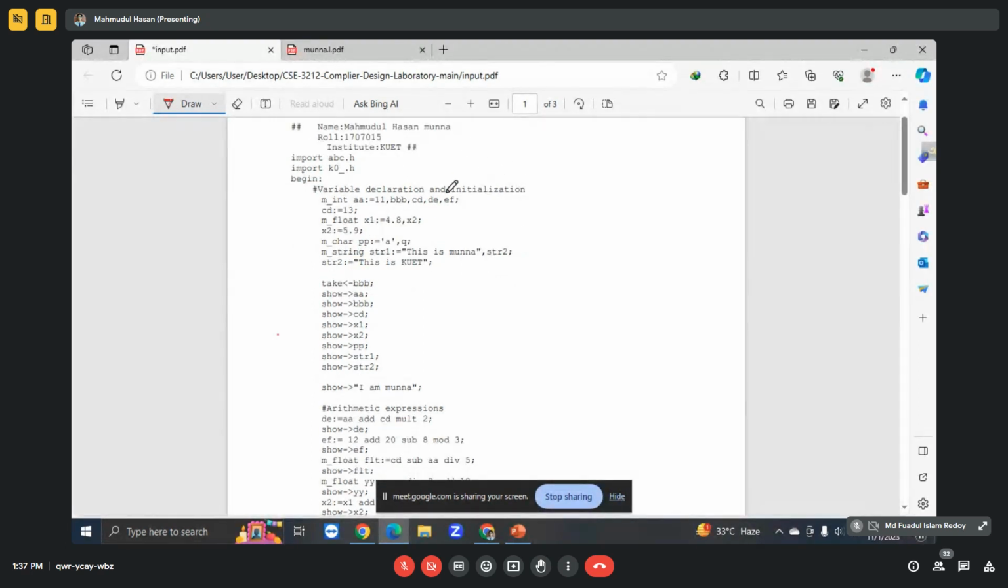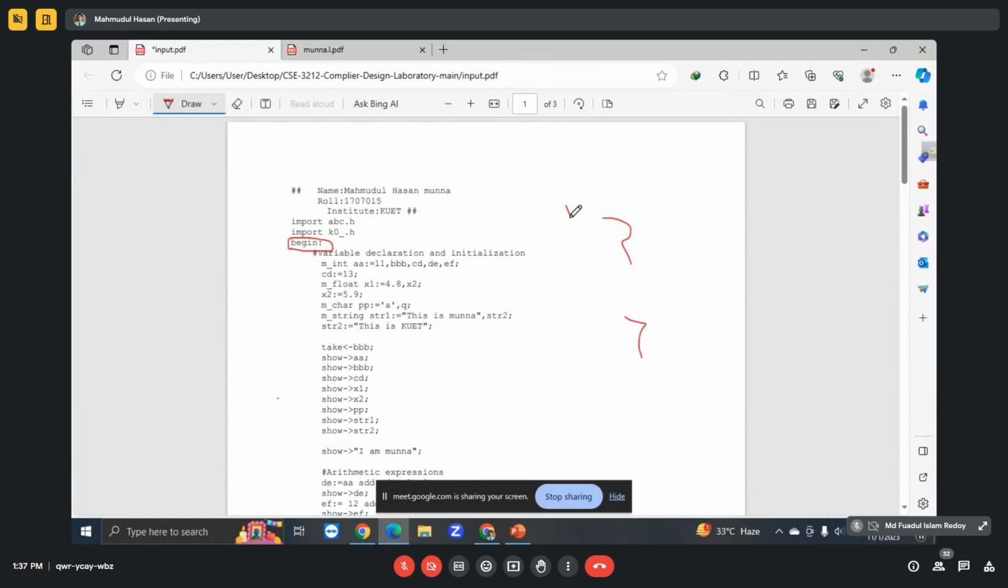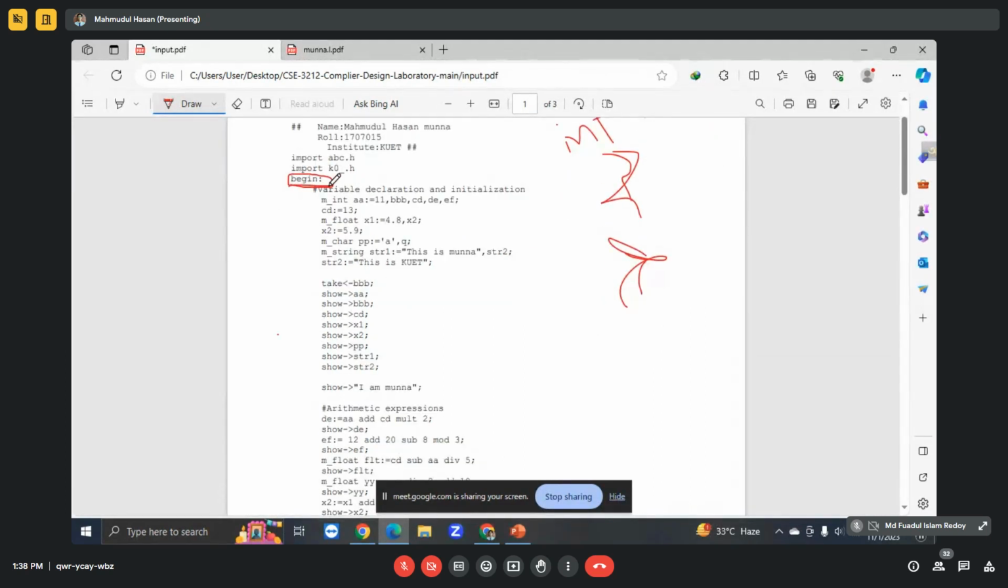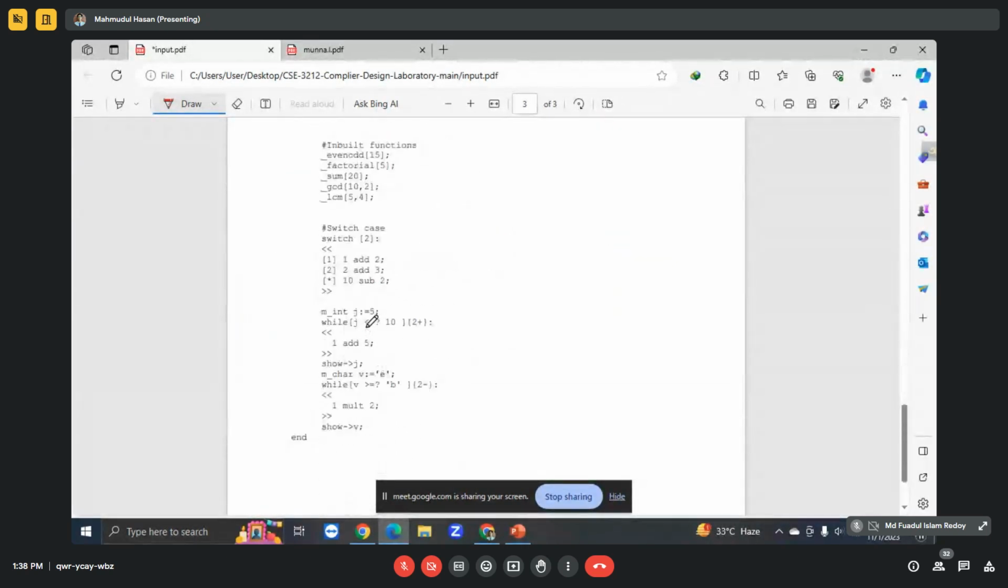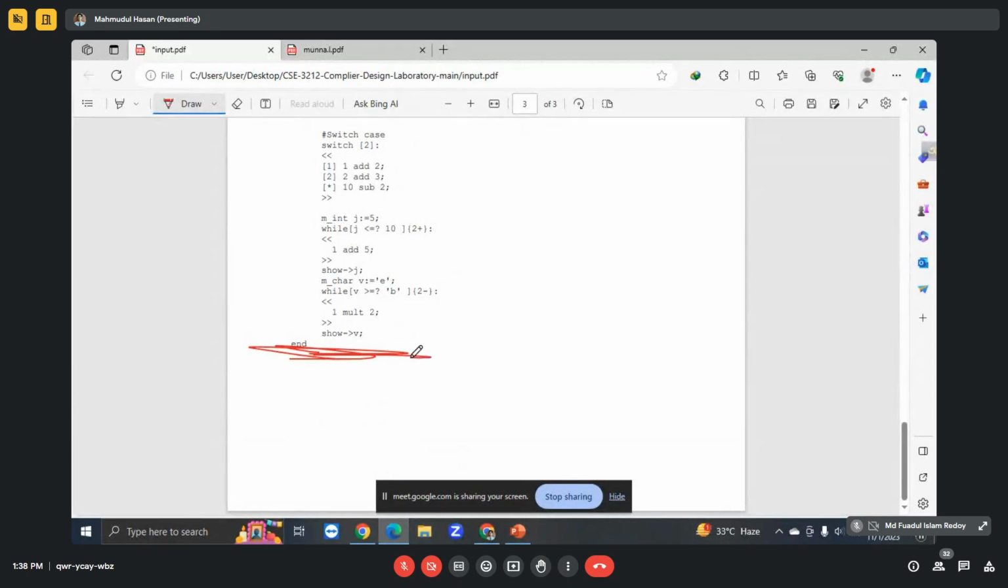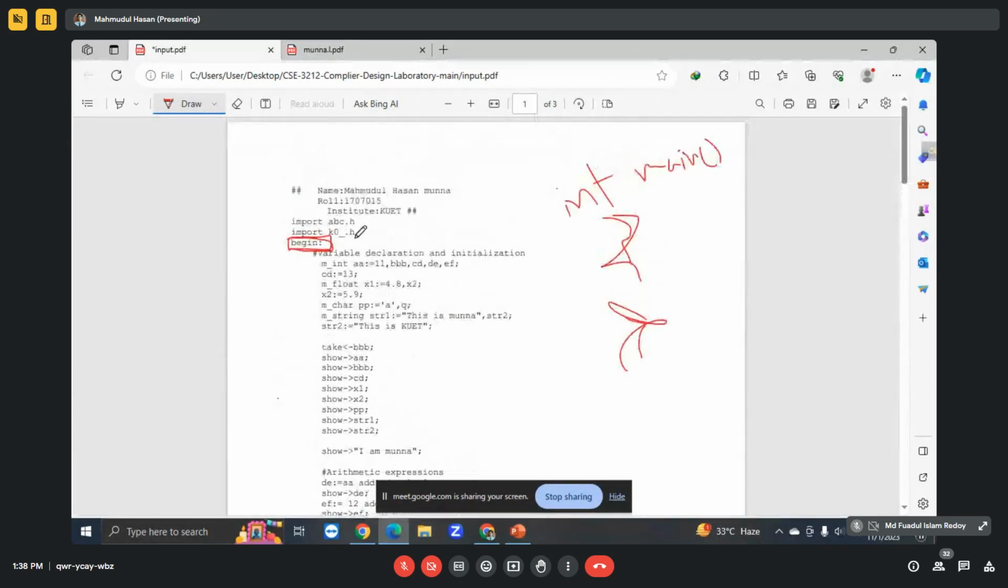So this is my programming language. Normally we use this after main, and here I use begin to start. If you consider C, that means int main, then a first bracket and a second bracket. This is the main function. But for my program, the main function starts with begin and ends with this.